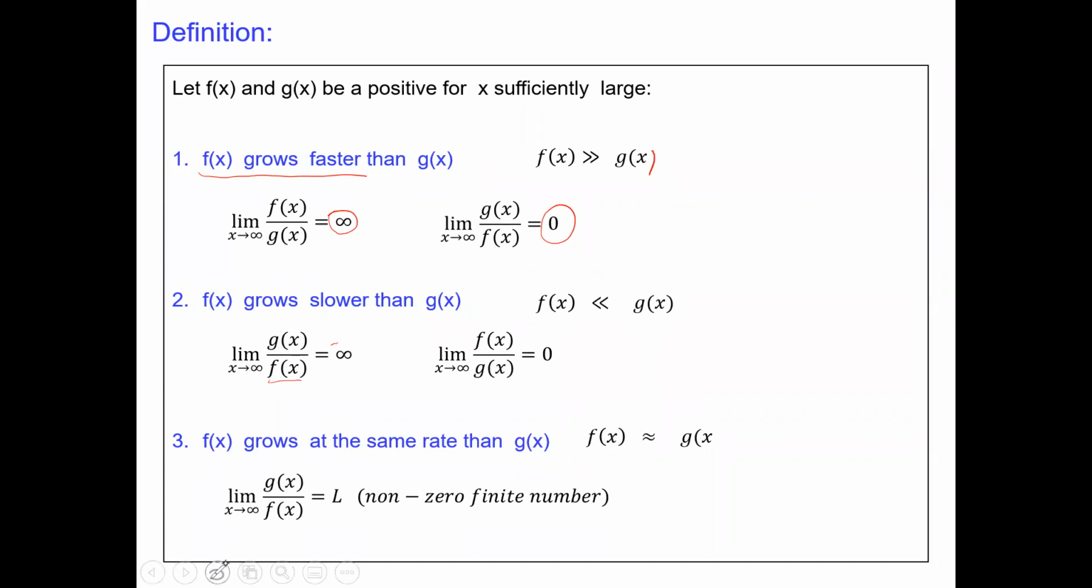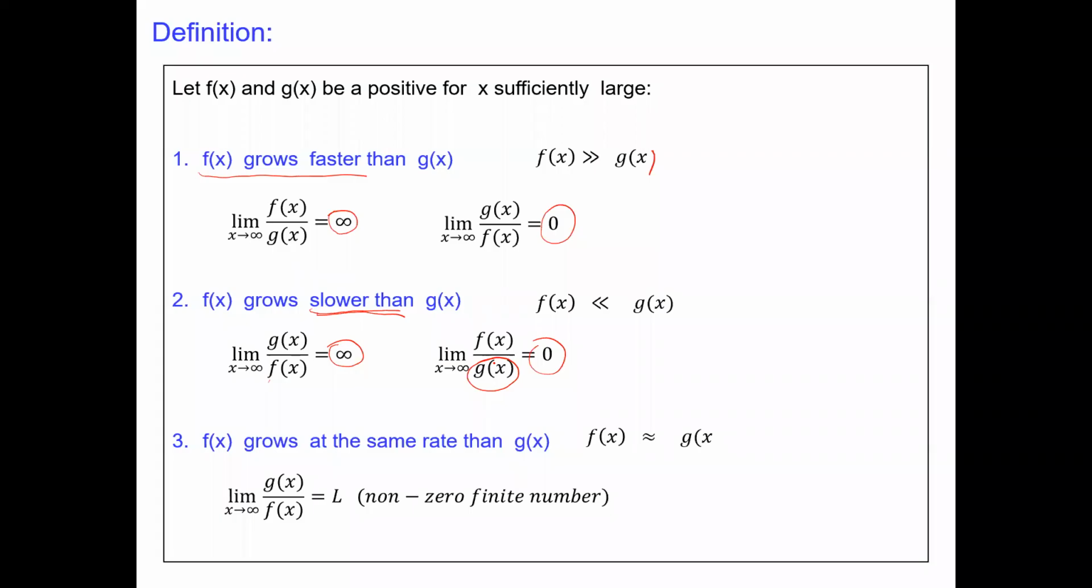Oh, no, f grows slower. Probably I just need one example. f grows slower, because how else can we have infinity? f is slower than g. g is winning. If the numerator is winning, always infinity. If the denominator is winning, it's 0.